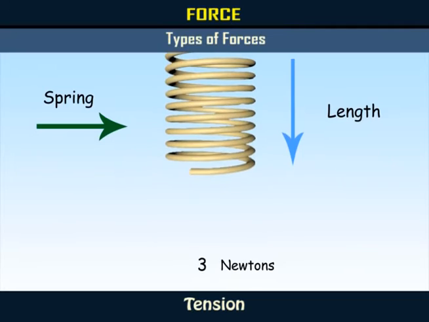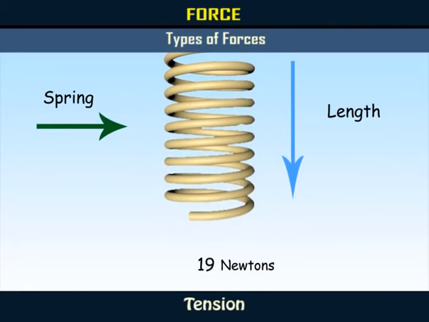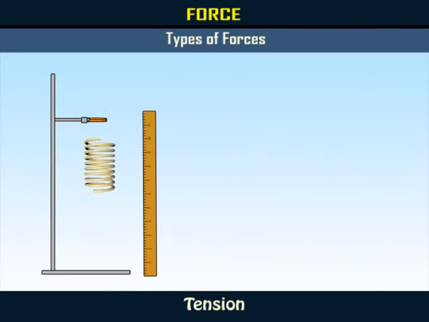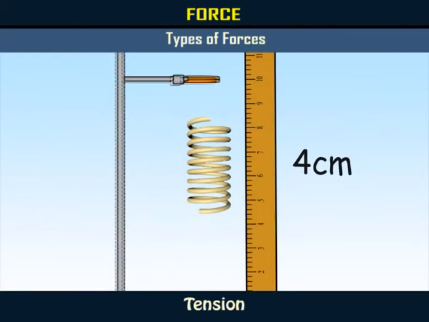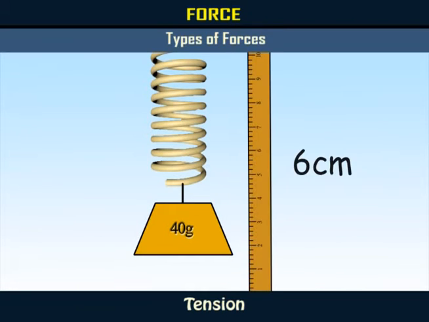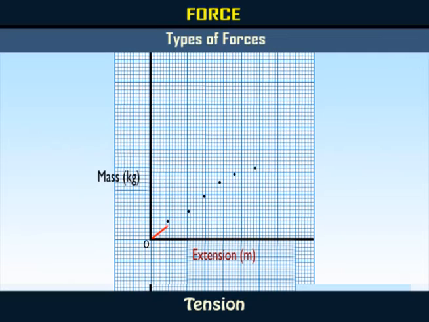The extension of an elastic material is dependent on the force applied. Let's perform an experiment to study the relationship between mass and extension of a spring. First, we measure the length of the spring before any mass is applied. Next, we add a 40-gram mass on the spring and again measure its length. Keep adding more and more mass until we have a table of values. If we plot a graph of mass against extension, it will be a straight line through the origin, indicating mass and extension are directly proportional.